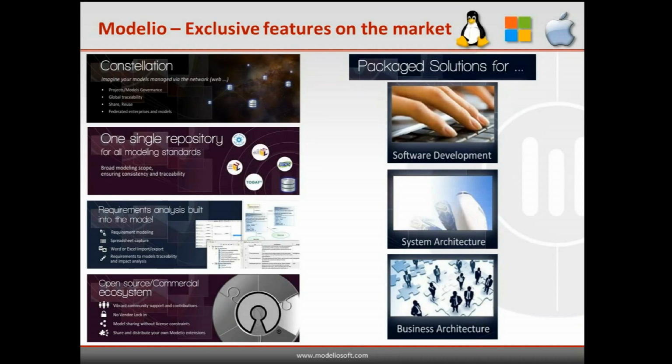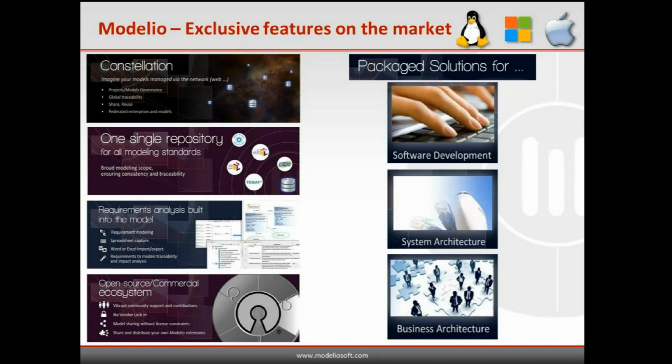Constellation enables you to organize models into model fragments that can be distributed, shared, and reused throughout the web. So it's a huge way to share models for large organizations. It's a very powerful tool for federated enterprises, and it provides tools to support project model governance, global traceability, sharing and reuse. We will see in the case of Java that you can organize projects using this feature.